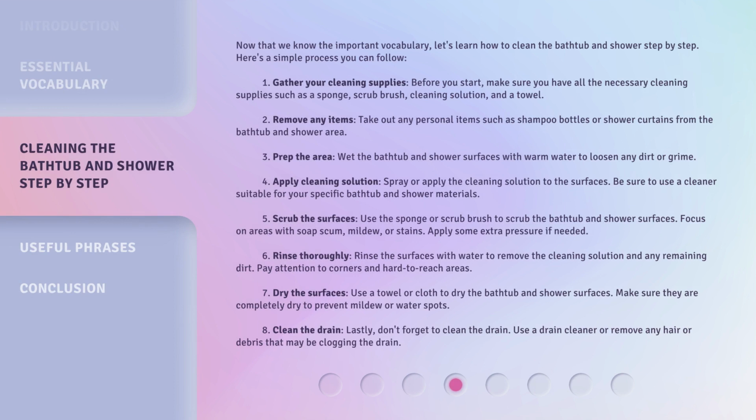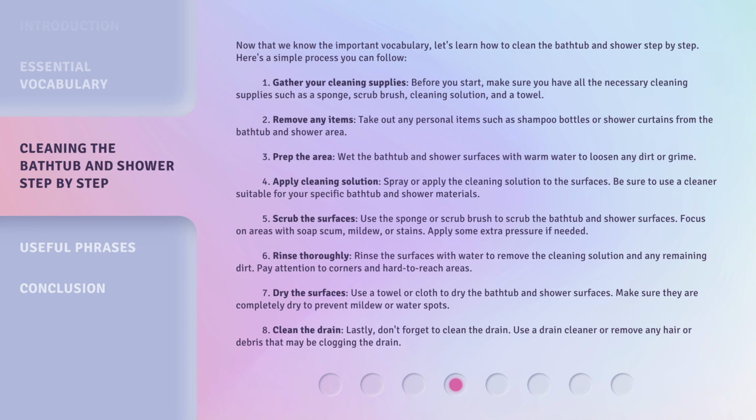Now that we know the important vocabulary, let's learn how to clean the bathtub and shower step by step. Here's a simple process you can follow. 1. Gather your cleaning supplies. Before you start, make sure you have all the necessary cleaning supplies such as a sponge, scrub brush, cleaning solution, and a towel. 2. Remove any items.